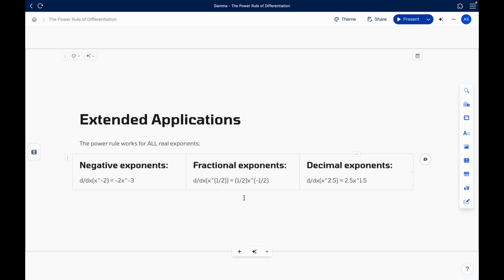Here are a few more examples, and I call this extended applications because the power rule works for all real exponents.